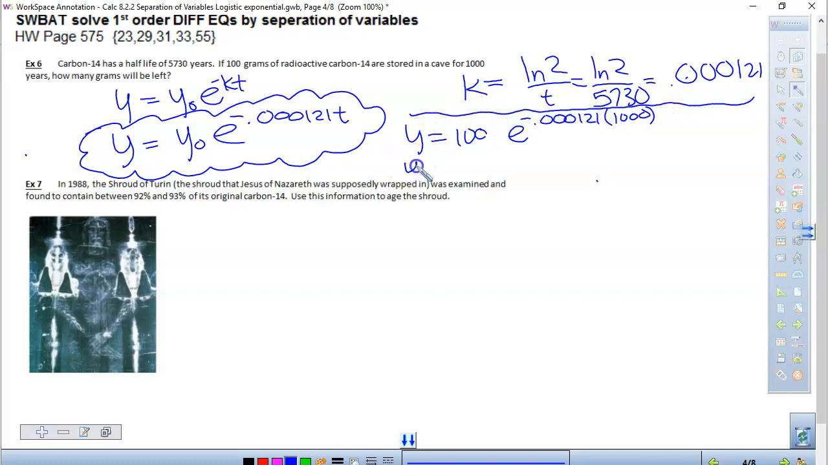How many grams? How do you think that I pass this? 88.6. That makes sense because in 5,000 years, half of it would be gone. I only did it for 1,000 years, so it should be less than half of it. How many years? How many grams? How is 88.6, 1,000 is one problem?